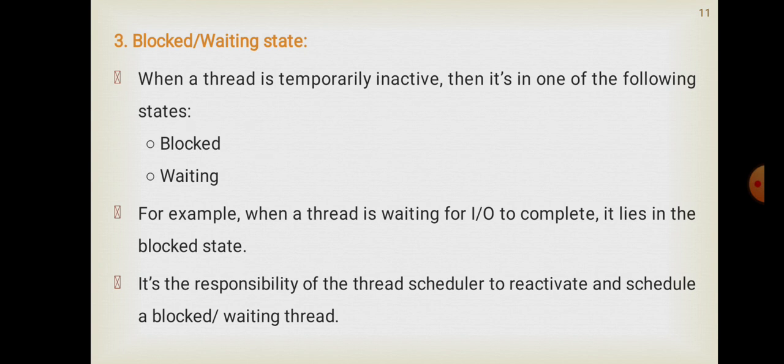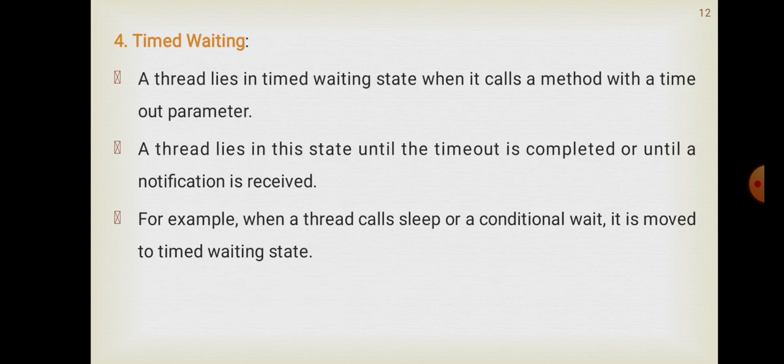Blocked or waiting state: when a thread is temporarily inactive, it moves to the blocked or waiting state. For example, if a thread is waiting for an IO operation to complete, it lies in the blocked state. It is the responsibility of the thread scheduler to reactivate that particular thread.